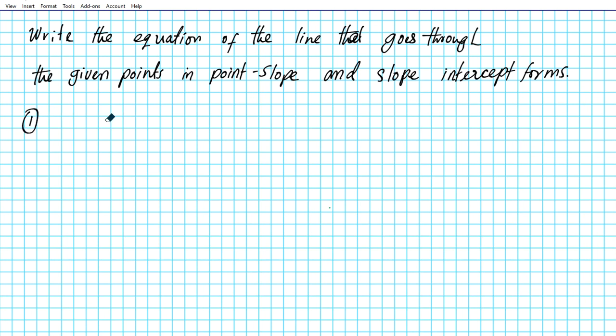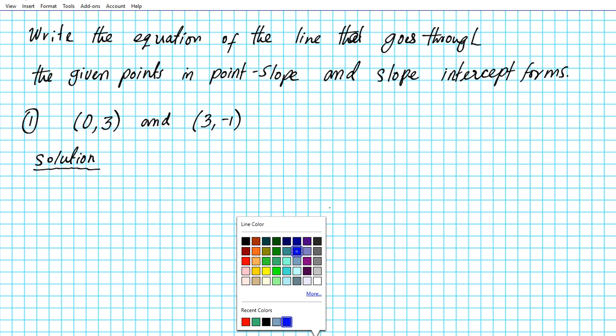Okay, so let's say we have the pair of points 0, 3, and 3, -1. All right, so let's go ahead and get started. The first task is to write down the equation in point-slope form of the line that goes through the given points. So to get us started, we're going to write down the point-slope formula of the equation of a line.